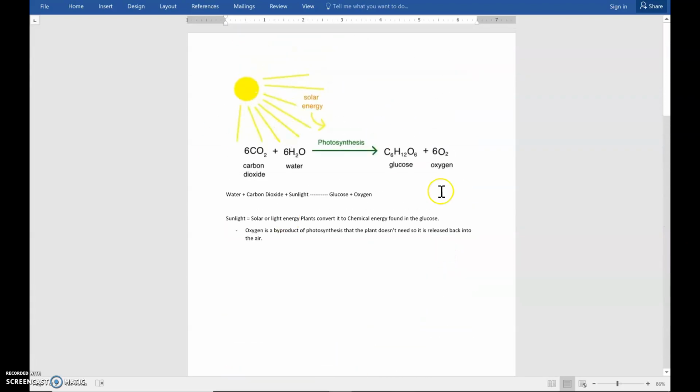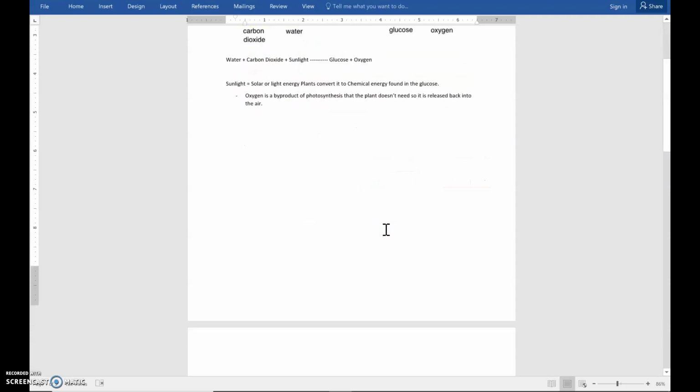labs we did and how they connect back to our equation. So these are the main things you need to know, that water, carbon dioxide, and sunlight are needed for photosynthesis, and glucose and oxygen are what are produced. Glucose is going to be our chemical energy. Sunlight is going to be your solar energy. And we're really just converting from solar energy to chemical energy so the plant can use it. Oxygen is just a byproduct. It's going to be released and it's not necessary for the plant.